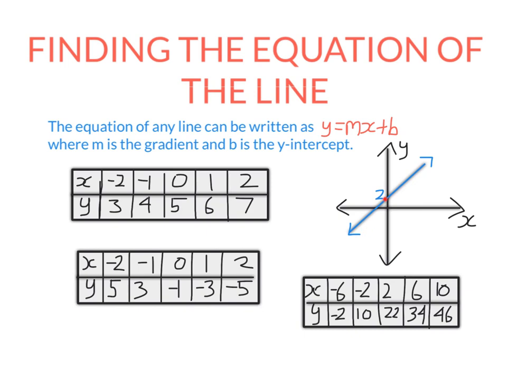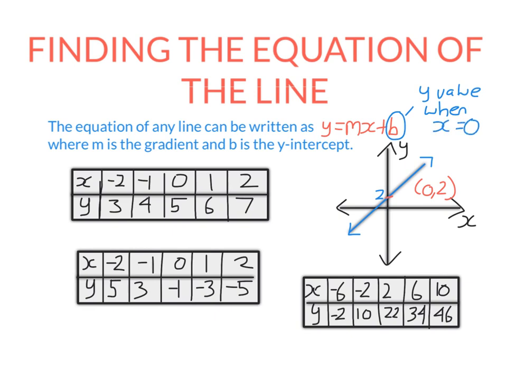So for this blue line here, it has a y-intercept of 2. So how do you find the y-intercept from a table of values? Well, along here, the x-coordinate is 0. See, this point here is the point (0, 2). The y-intercept is the y value when x equals 0. So to find this number here, it's exactly that. It's the y value when x equals 0.